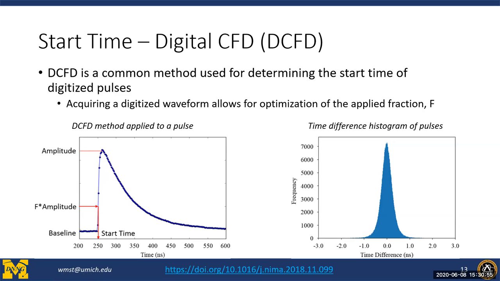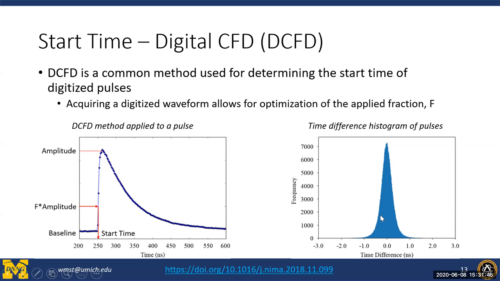And to give you an idea, if we were to set up a coincident measurement, something with sodium-22, sodium-22 is a positron emitter such that you get two 511 keV gamma rays back to back that are emitted in opposite directions. And if you set up your detector system opposite of each other, you can look for these coincidences. And applying this method, you can get a time difference histogram something like this. One of the nice things about this method is it's very easy to optimize these parameters, such that we can look at the width or standard deviation of this distribution as a function of this applied fraction and optimize our detector performance for time resolution, for instance.